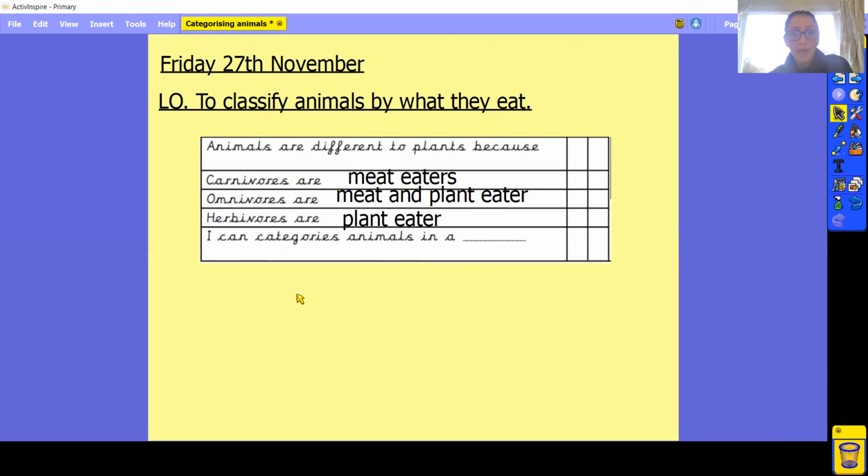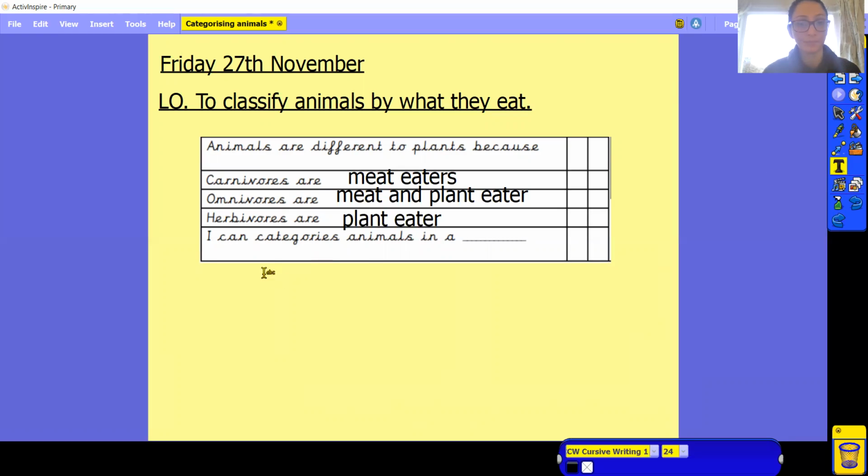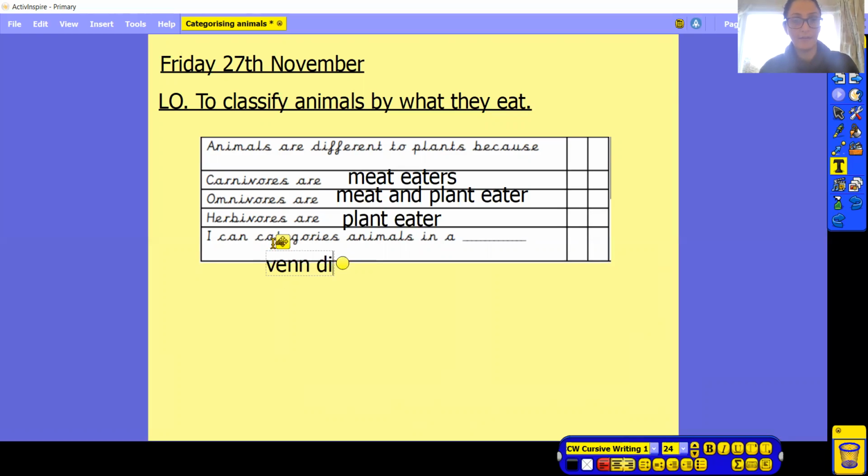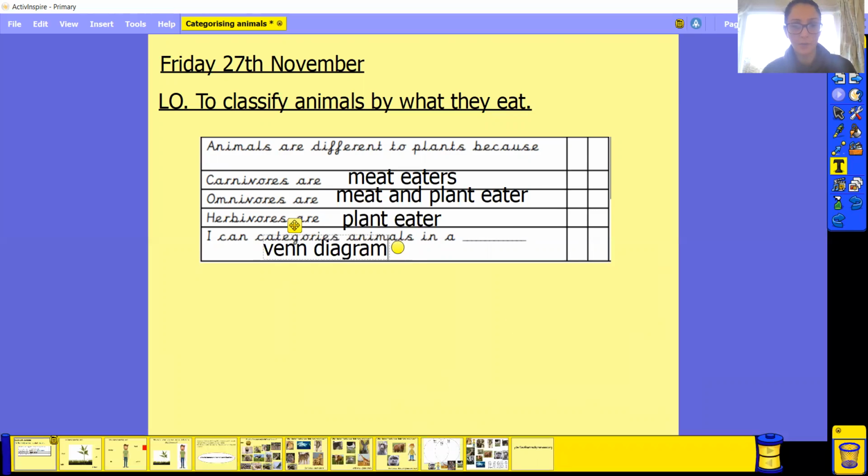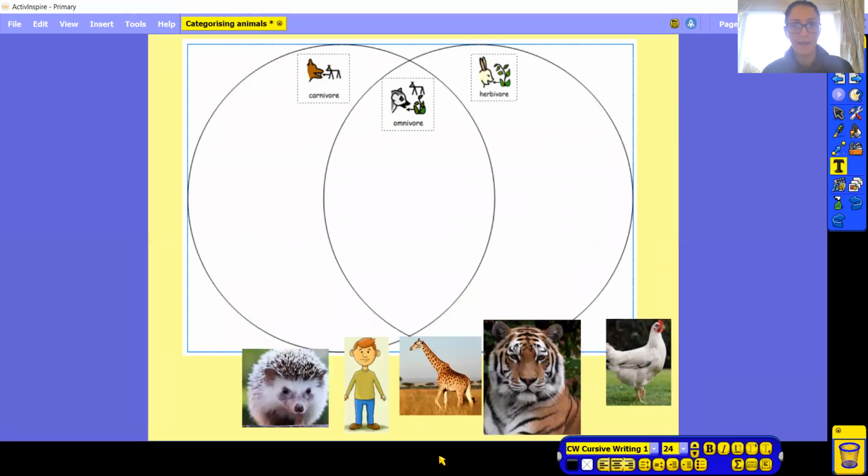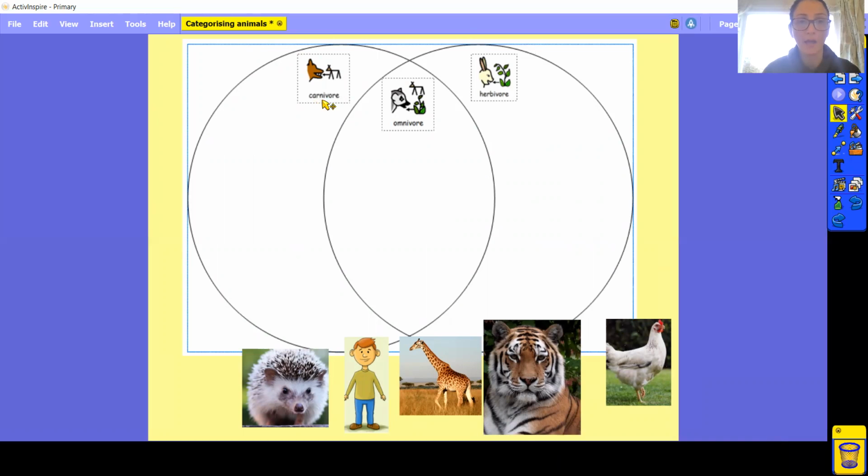So what I'm going to ask you to do, you're going to categorize these animals in a Venn diagram. Can you say that? Venn diagram. Okay, so let me show you quickly what a Venn diagram is. So we have two big circles here, and these two circles come in between. So in one section, we have a carnivore.